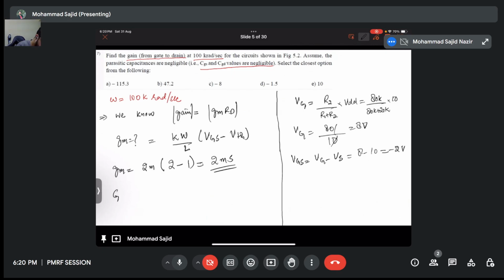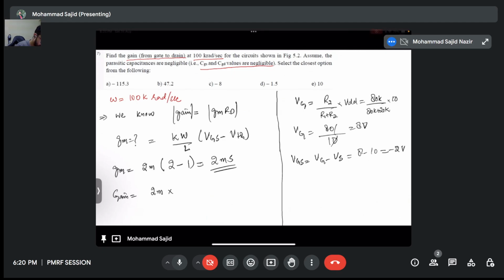Now the gain is equivalent to 2 millisiemens multiplied by RD, which is 4 kilo. That is 8, which has a sign of negative. So it is minus 8. Option C.